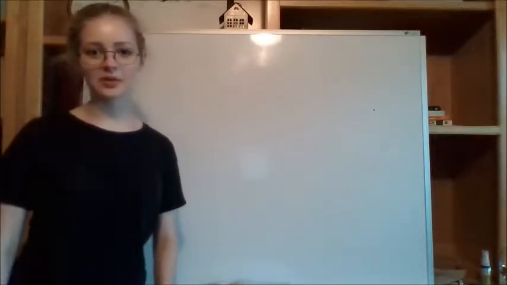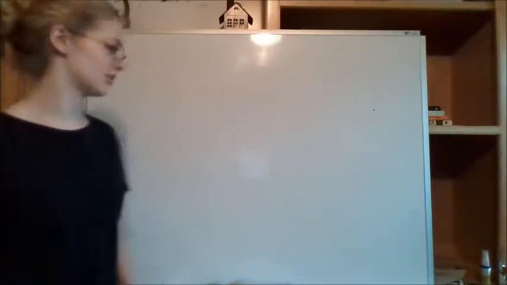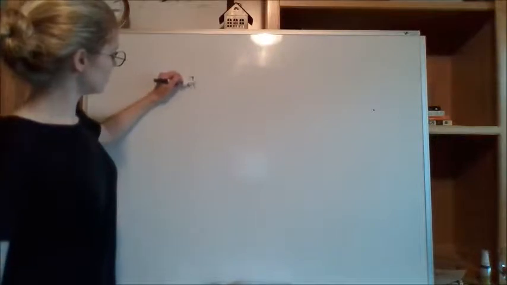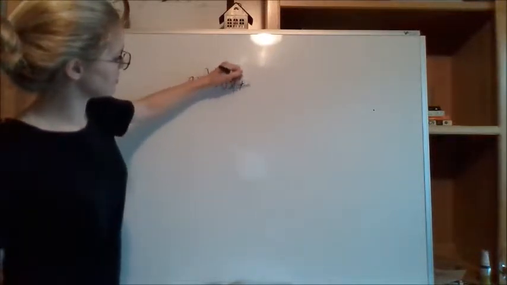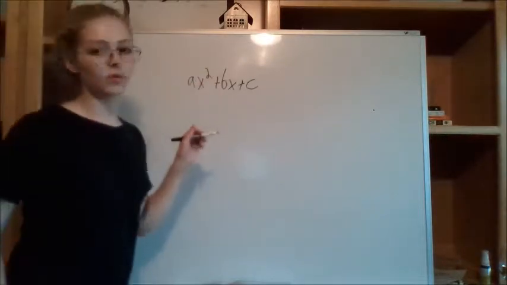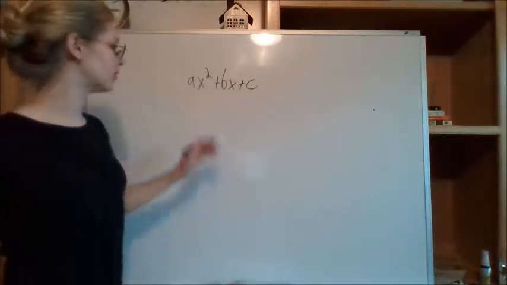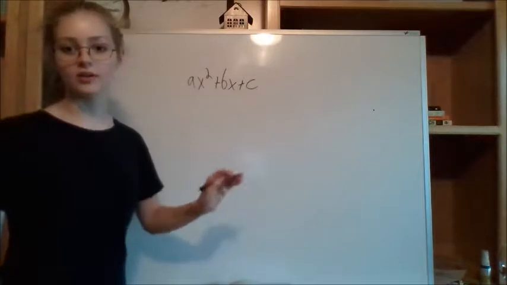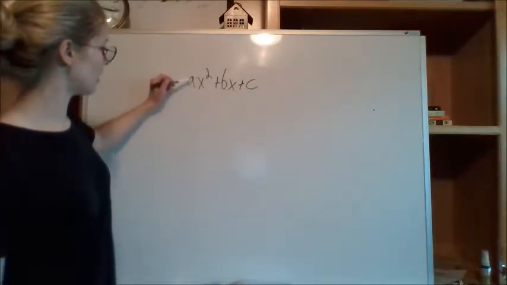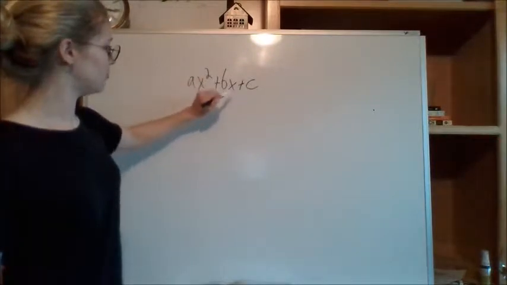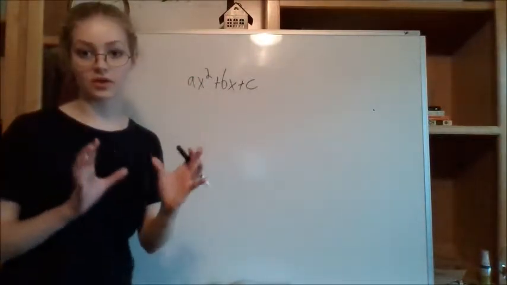Hi, today we're going to learn about how to complete the square to solve. So consider ax squared plus bx plus c. When we try to solve by completing the square, what we're doing is trying to find some c that we can combine with ax squared and bx into some squared term.